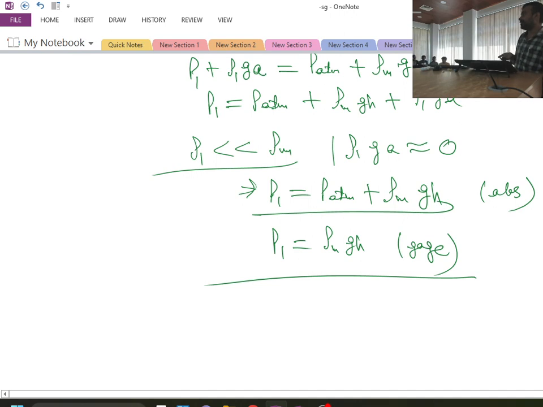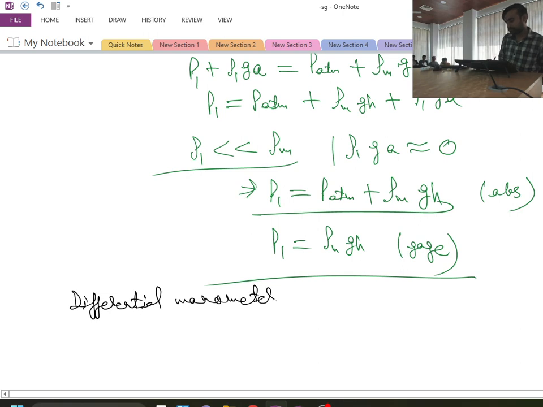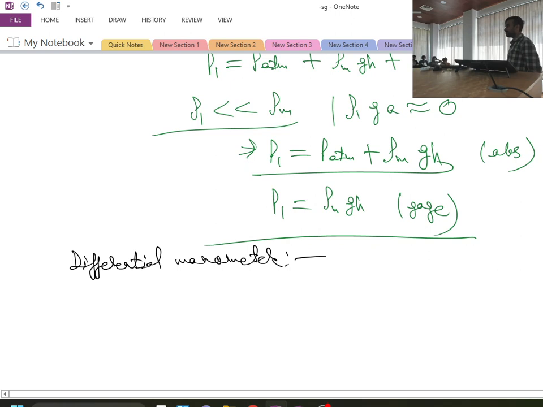Now another variant of this manometer which we can use to estimate the pressure difference between two systems is called a differential manometer. Okay, so what do we mean by differential manometer?